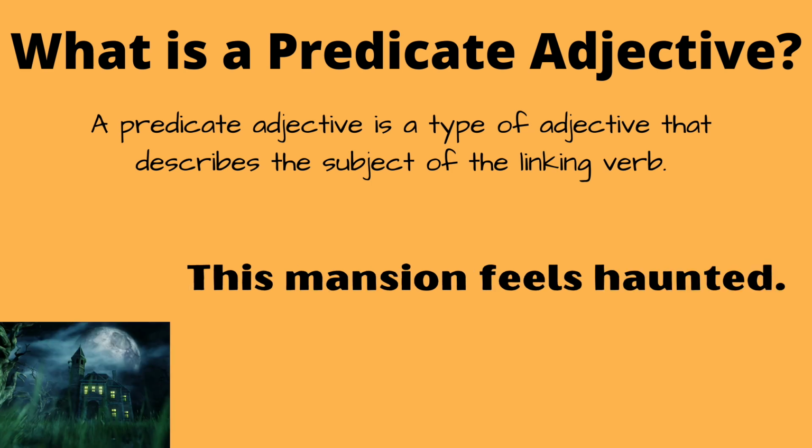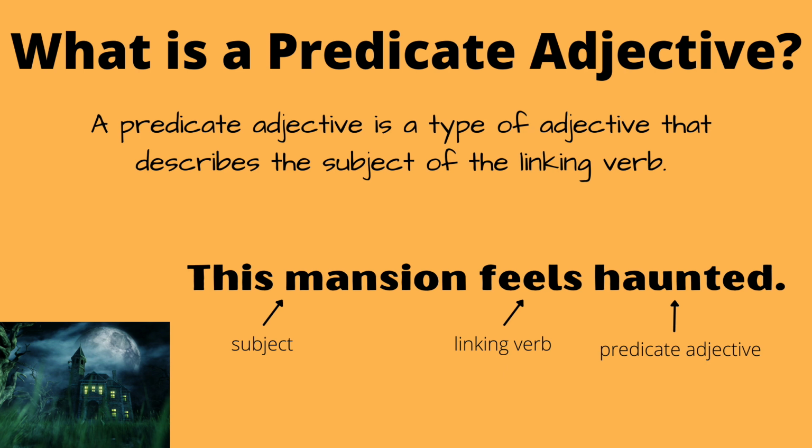All right, next, this mansion feels haunted. We can identify that the subject of this sentence is this mansion. And the linking verb is feel. So feel, once again, is not an action verb. It's simply describing the mansion, okay? And our predicate adjective is haunted. Haunted is the adjective linked to our subject, which is the mansion.